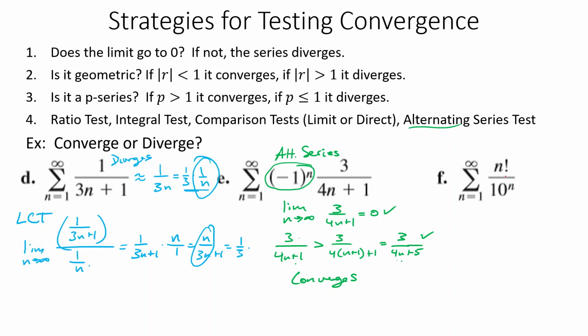And finally, this guy, n factorial over 10 to the n. So it's got factorials and exponentials. So I'm not sure about the limit. It's not geometric. It's not a p-series. We probably want to go straight to the ratio test on this guy here.